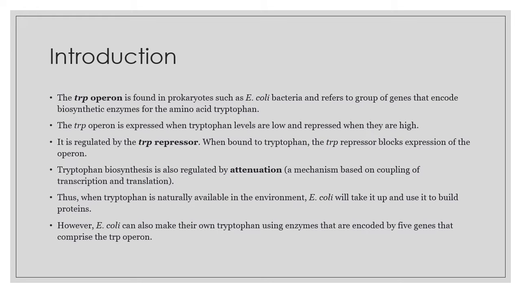But when it is not available, E. coli also has the ability to synthesize tryptophan using the enzymes that are encoded by the 5 genes that comprise the tryptophan operon.